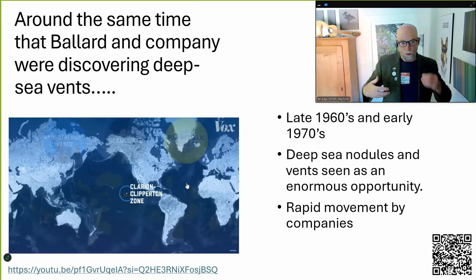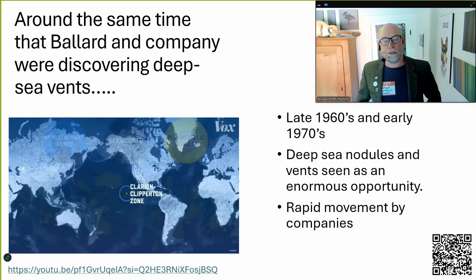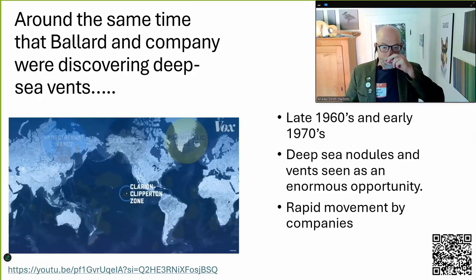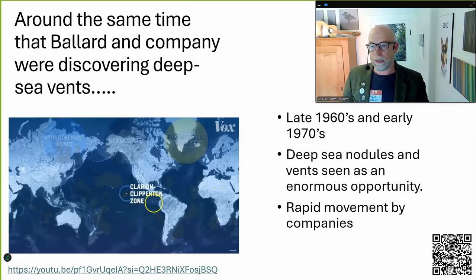So this also goes back about 50 years. Around the same time Ballard and company were bobbing around and jigging with Angus on the bottom of the ocean, there were other ships involving other companies that were out there not looking to discover and document life, but looking to discover and document areas that they could mine, because this was seen as an enormous economic opportunity. And so this little video from Vox is about nodule mining, so outside of thermal vents, but also at the deep sea.